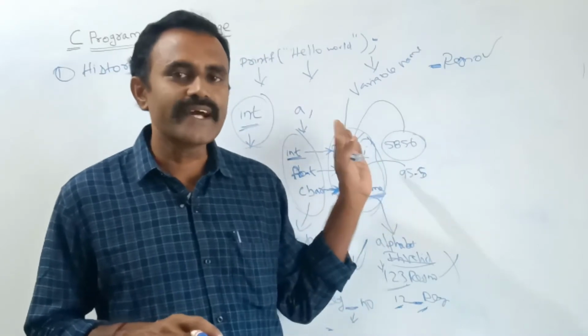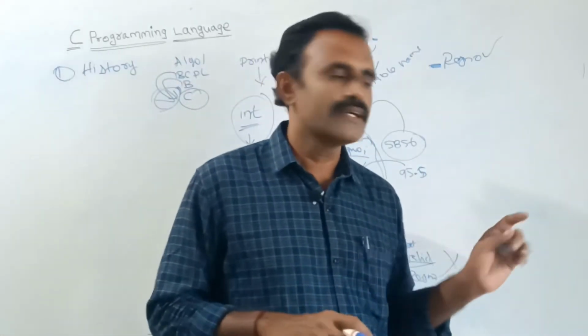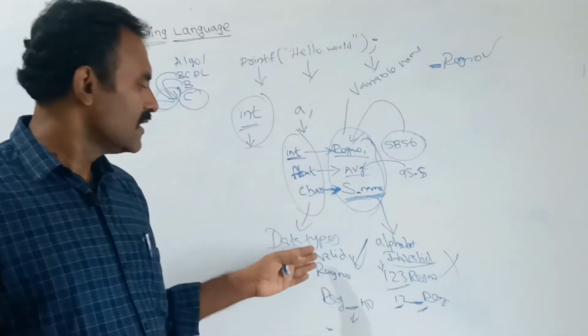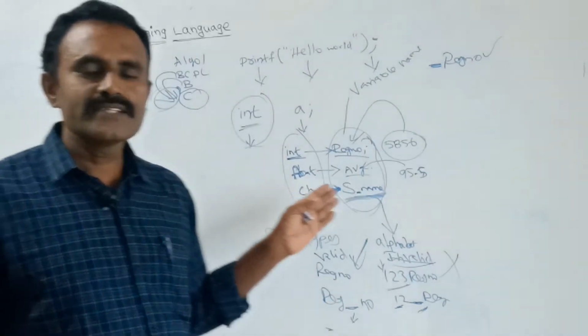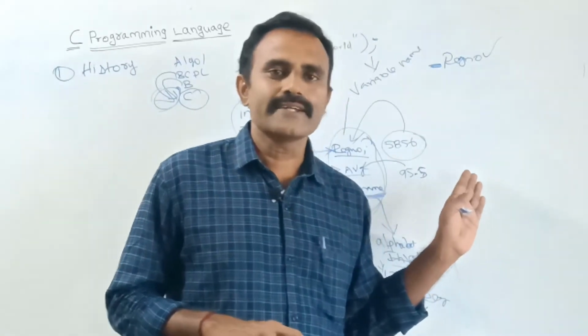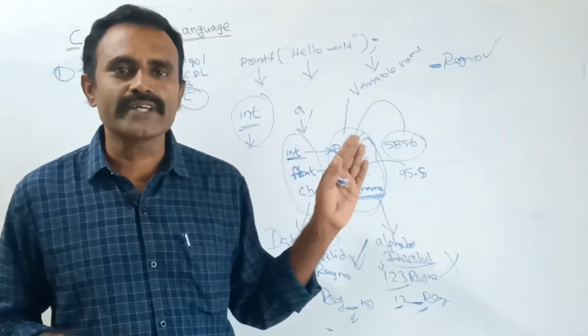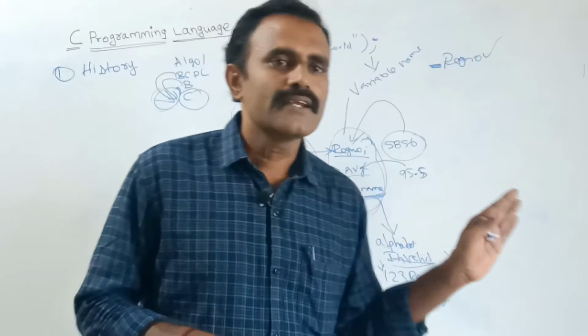Next, data types were there. What are the data types? Here integer, float, character, these all come under the data types. What type of data we are storing, that is the data type.